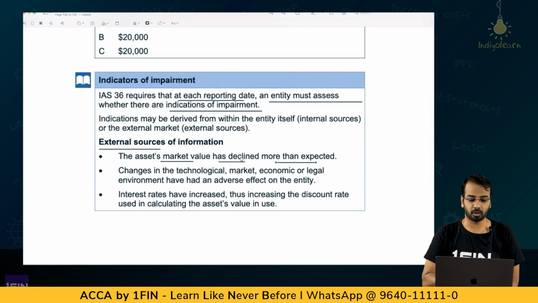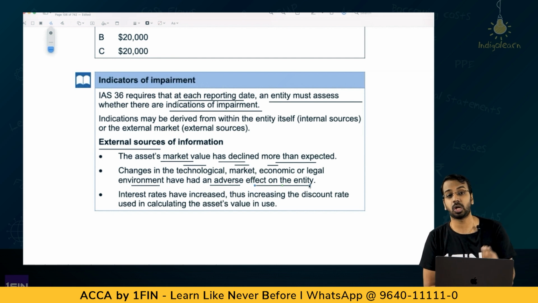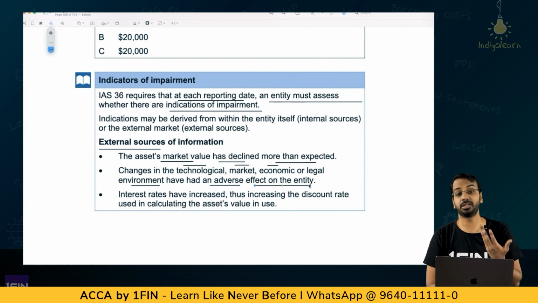Market value has declined, or there are changes in the technological, market, economic or legal environment that have an adverse effect on the entity. One classic example is COVID times. Of course, it was temporary, but let us say there are continuous lockdowns because of which economic activity has gone down, or in the country of operation there is a severe recession. If there is recession, demand will be lesser, and cash flows and the value in use will automatically go down.